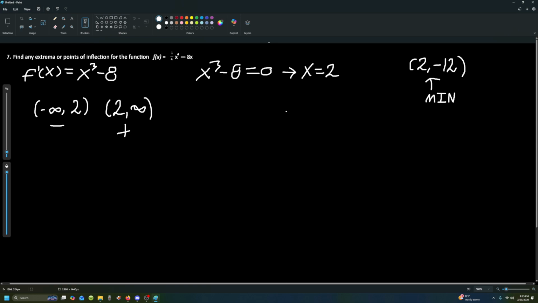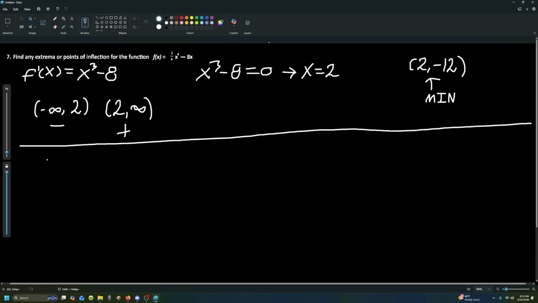Now to check for any points of inflection, let me separate this here. We're going to find our second derivative, f double prime of x, which in this case is 3x squared. Finding where that equals 0, 3x squared equals 0. We find that x equals 0, meaning that at x equals 0, there is no concavity. Let us note, this does not mean that there's actually an inflection point. All this means is that at x equals 0, there is no concavity.